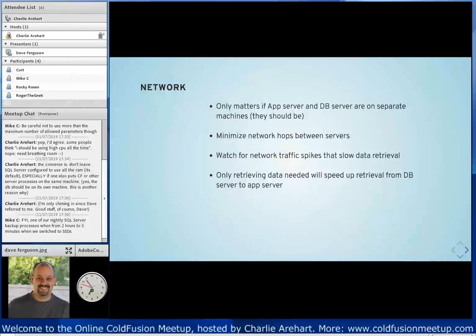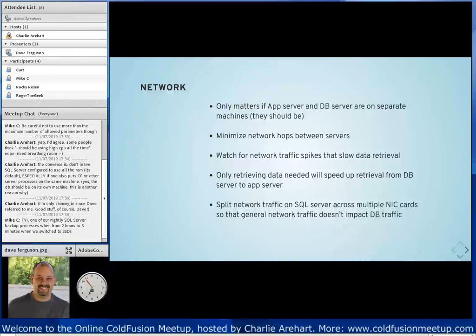Split network traffic if you can on your NIC card. So on your app server, install dual NICs. Have one NIC dedicated to SQL Server traffic and the other one dedicated to everything else. Because you don't want somebody trying to upload a giant file to your server and slow down your network to a point where you can't even read your database. So kind of keep those split if possible. And if you're loading a ton of data back to the client, you can definitely have a large impact on network performance. So try and minimize that as best you can.